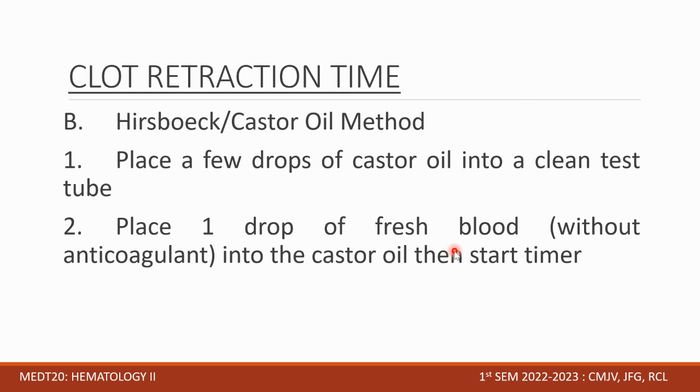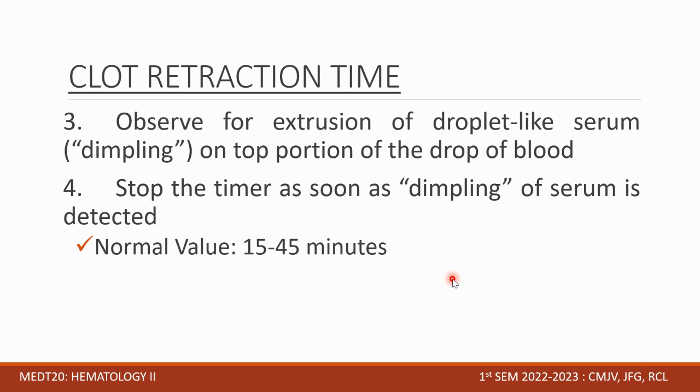Place 1 drop of blood into the castor oil and then start your timer. Observe for extrusion of droplet-like serum, or what we call dimpling, on the top portion of the drop of blood. Stop your timer as soon as the dimpling of serum is detected. So the normal value here is 15 to 45 minutes.